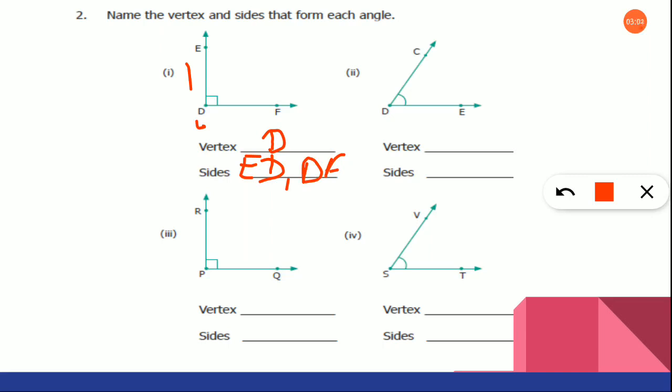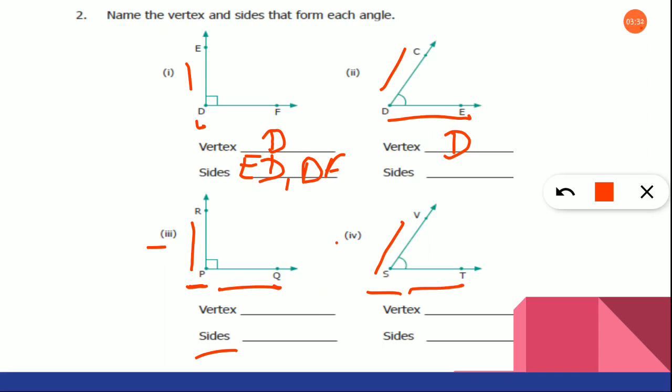Next one. What is the vertex in second subdivision? It is D and sides are CD and DE. Good. And for the third subdivision, what is the vertex? This P is the vertex and sides are RP and PQ. Good. Next, what is the vertex for the fourth subdivision? S is the vertex and VS and ST are its sides. Clear?